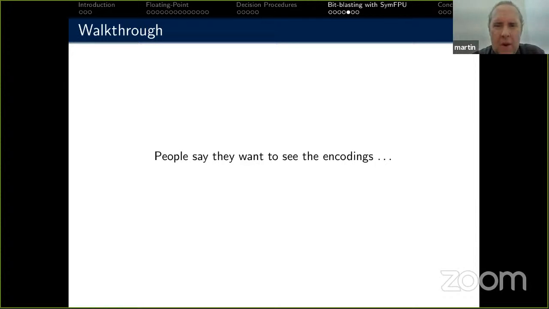So this is about the point in the talk where everyone's like, oh, could you just show us one of these encodings? And I'm like, yes, but. So let me just switch.